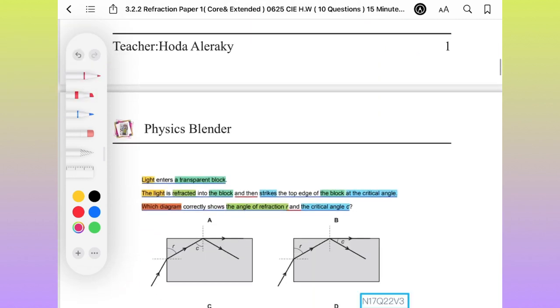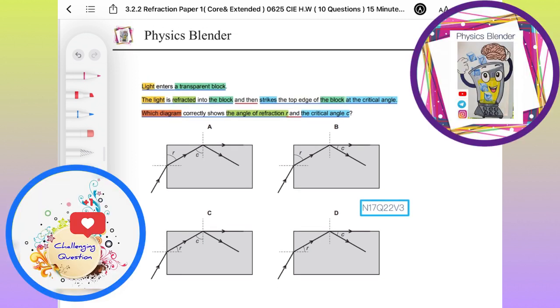Okay, question number 2. Light enters a transparent block. The light is refracted into the block and then strikes the top edge of the block at the critical angle. So in this case, at the critical angle, you have to follow the correct diagram. You have to check the angles are correct, and follow how the light ray will behave inside the block and when it emerges from the block.